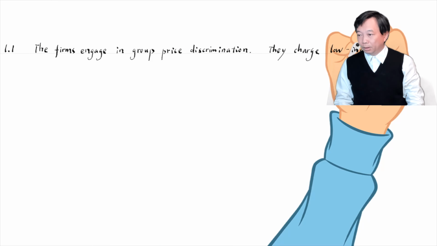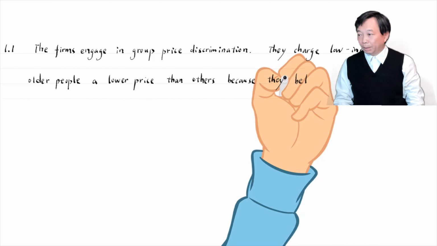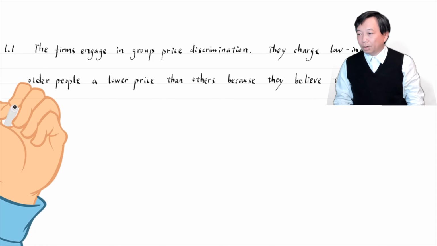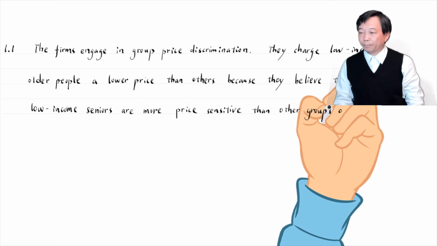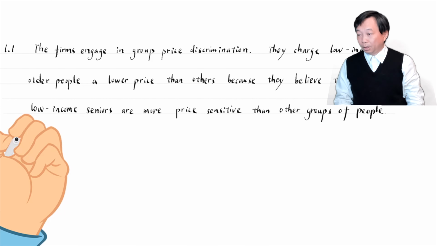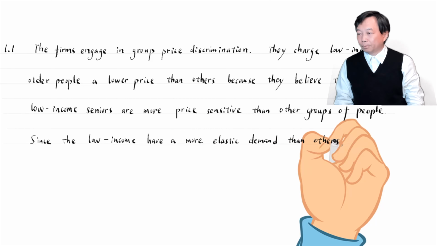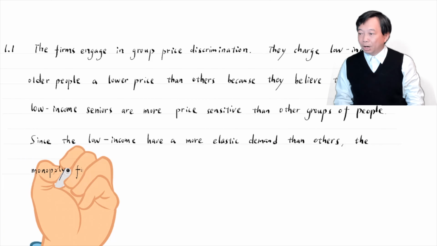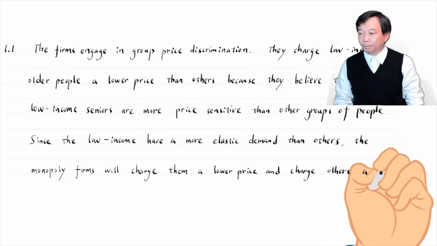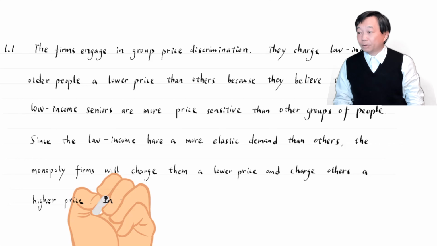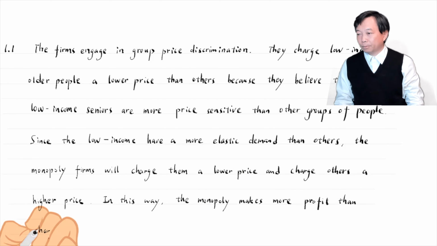They charge low-income older people a lower price than others because they believe that low-income seniors are more price sensitive than other groups of people. Since the low income have a more elastic demand than others, the monopoly firms will charge them a lower price and charge others a higher price. In this way, the monopoly makes more profit than charging all customers a single price.